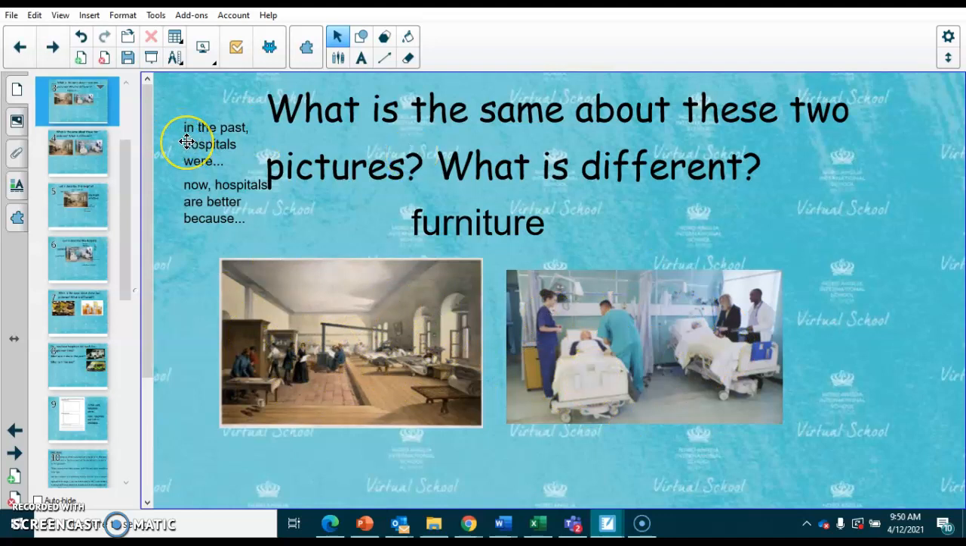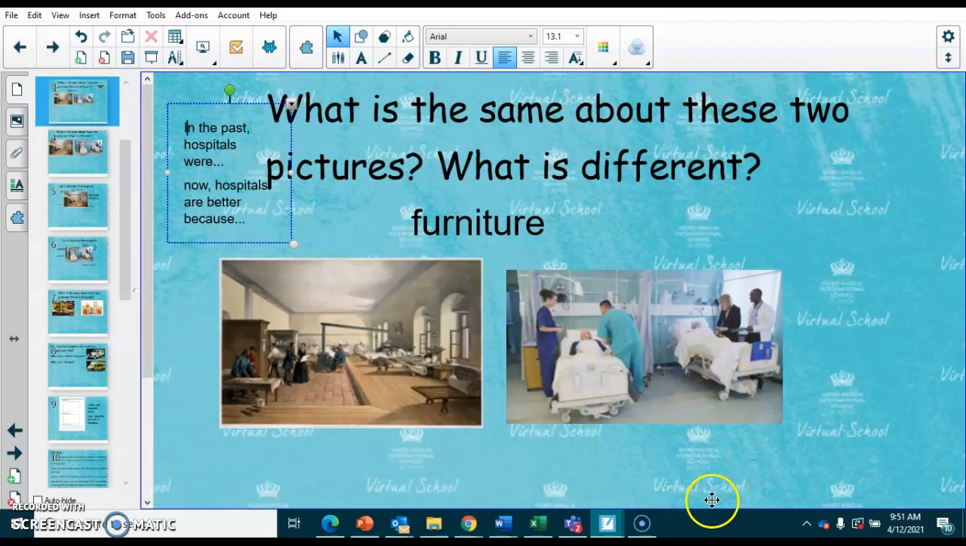Once they'd drawn them, they had a go at these sentences. In the past, hospitals were... And then give reasons. Tell me things that they noticed. And then say, now hospitals are better because, and they tell me why. So they look at this picture, why. What else do they know? The other reasons for the hospitals being better.